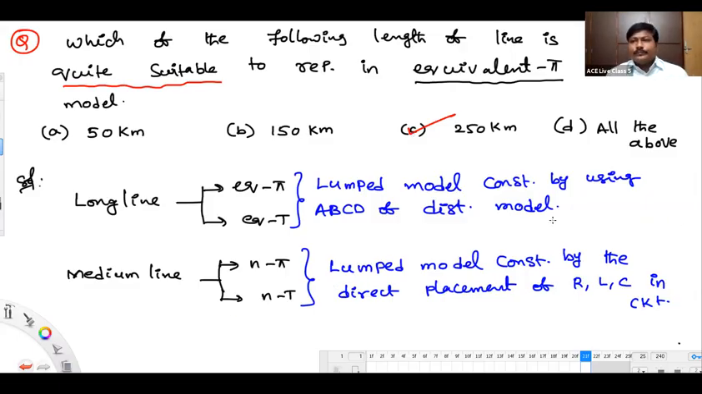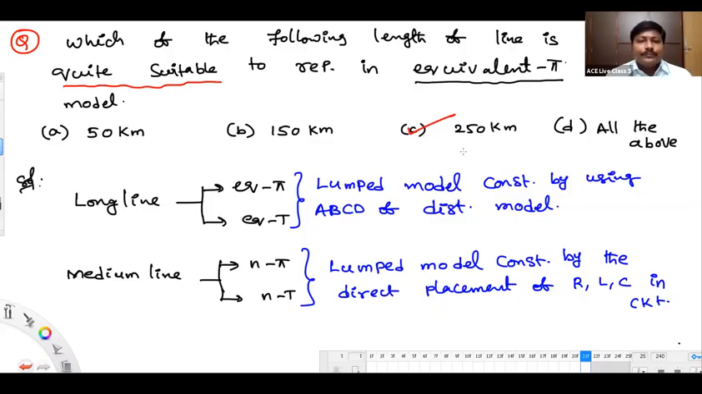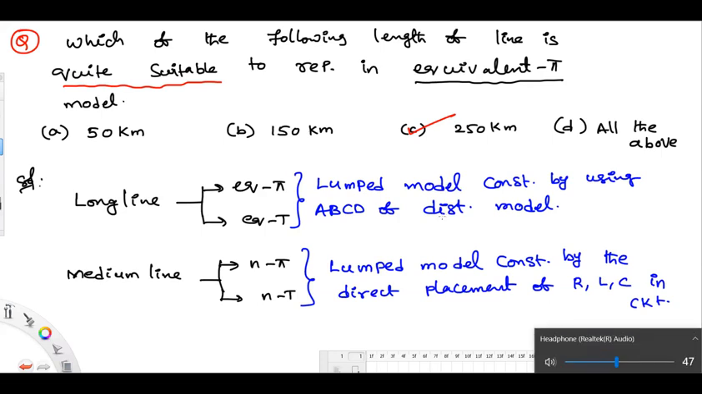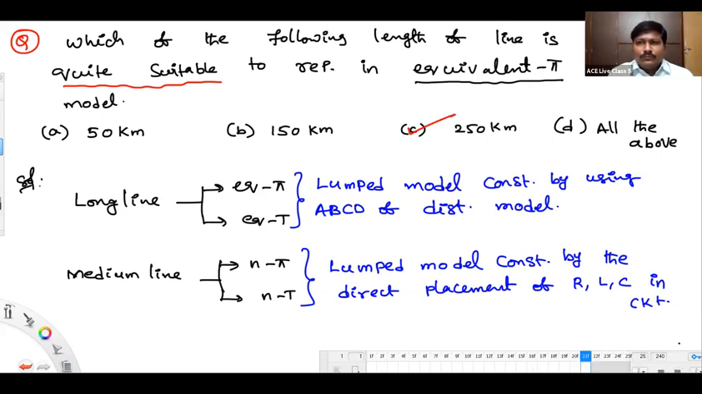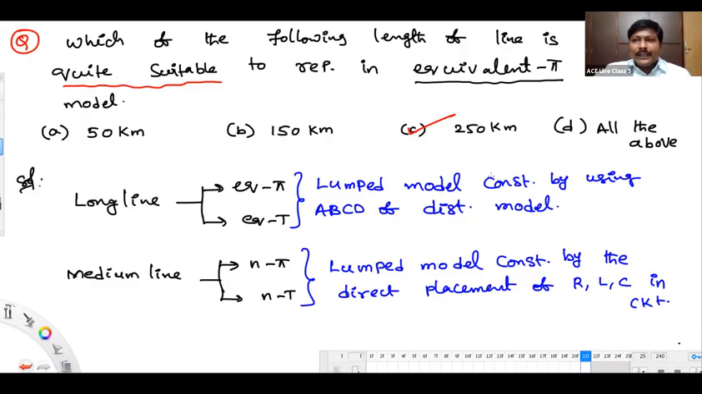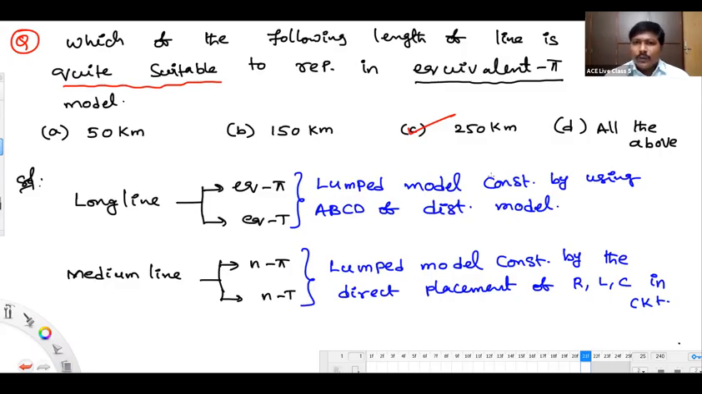Ramakrishna. Hello, good morning, sir. Good morning, Ramakrishna. Tell me. If it is given like this, a 50-kilometer length of line and distributed model in steady state, then which line should we take, sir? A 50-kilometer length of line with distributed model means you should go for equivalent pi or equivalent T. Distributed means long line, in steady state too. Okay, sir.